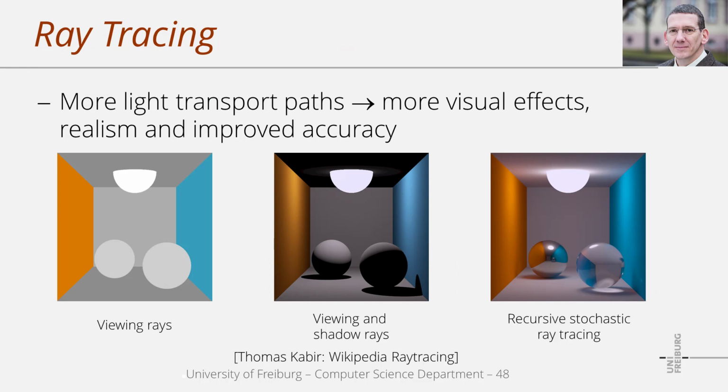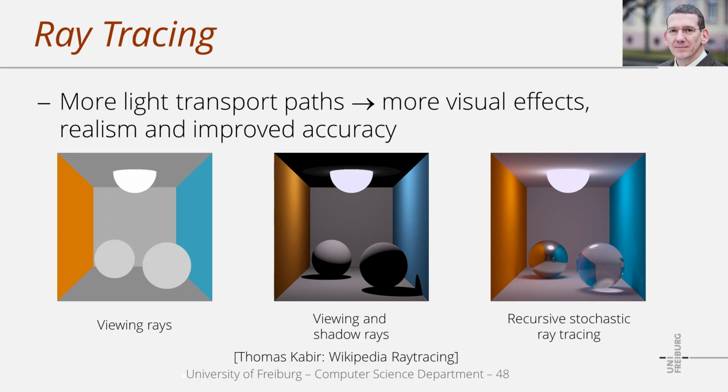In the previous slides, I have tried to convince you that the consideration of more rays in a rendering process improves the quality and accuracy of a rendered image. This fact is shown here again on this slide. We see three renderings of the same scene using ray tracing. On the left-hand side, we just use viewing rays, and at intersections, we set a user-defined color. In the image in the middle, we use viewing and shadow rays, and we evaluate, for instance, the Phong illumination model at the intersection points.